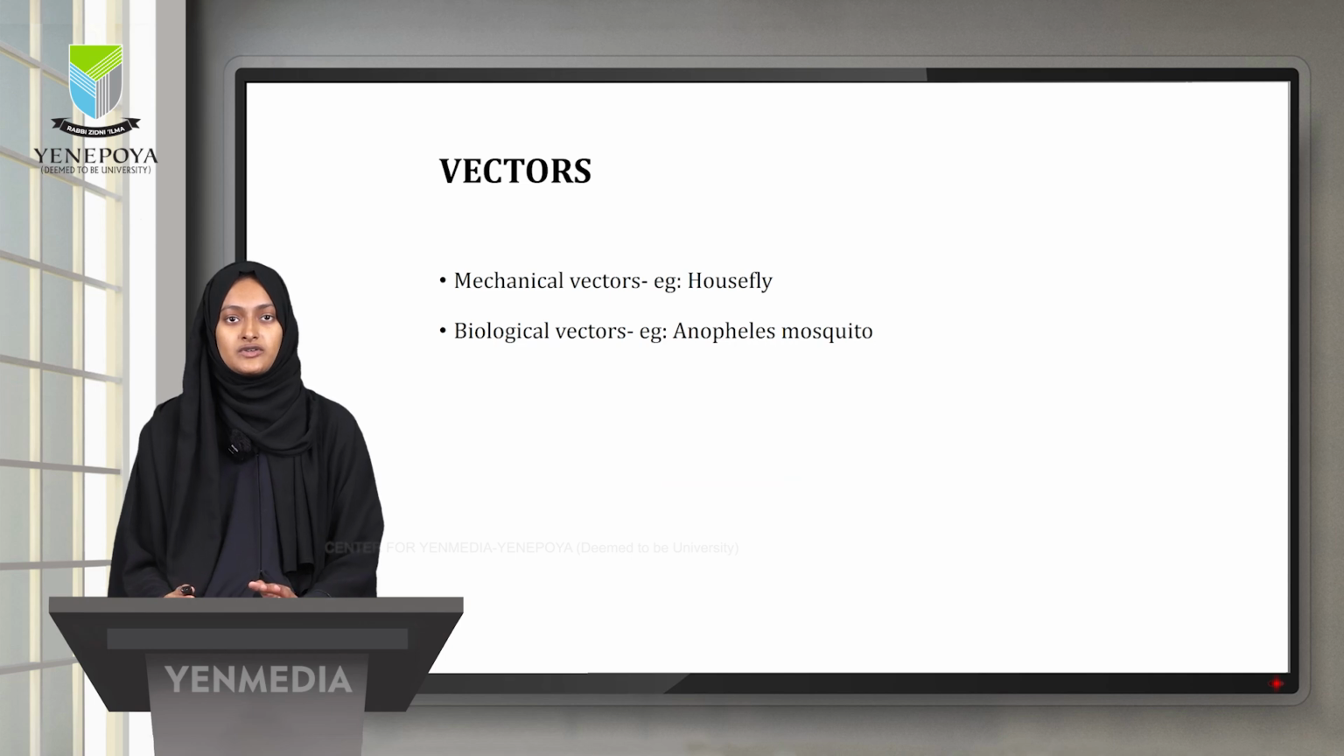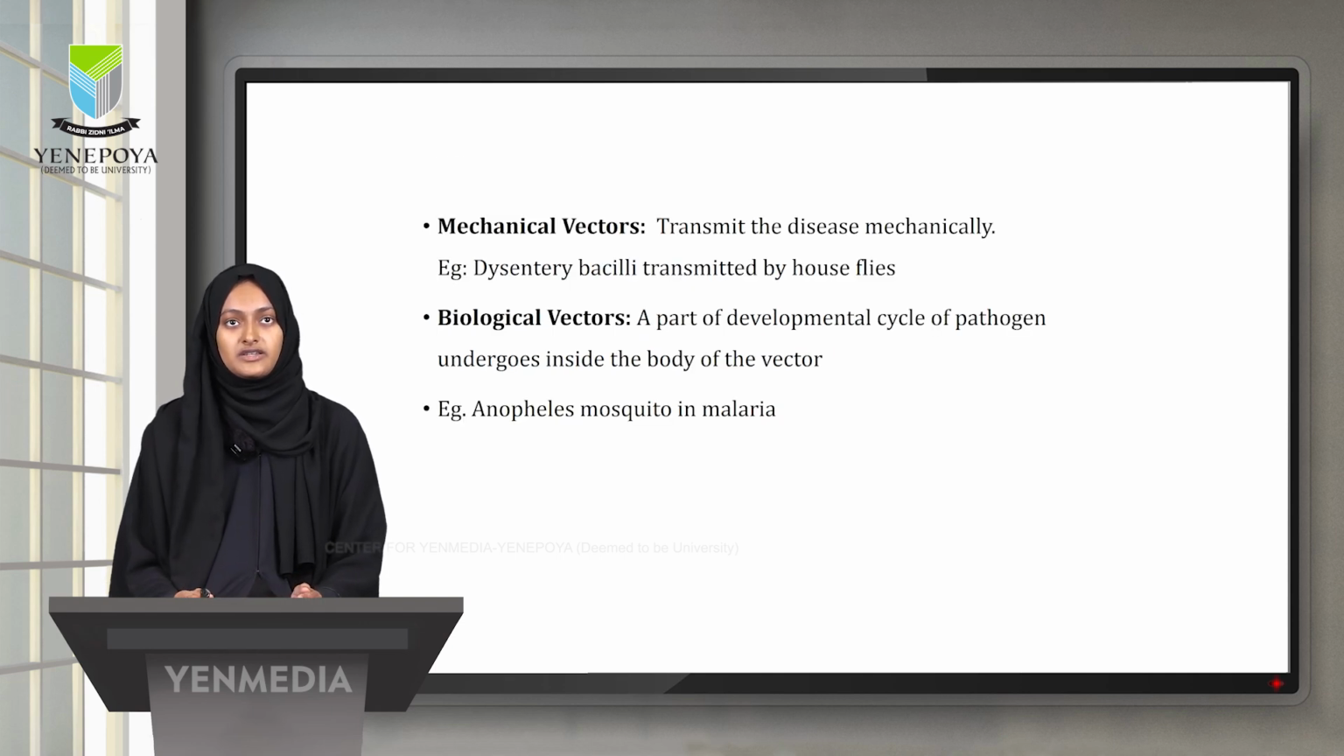Moving to the last mode of transmission, the vector. We have two types of vectors, mechanical vectors and biological vectors. Mechanical vectors are those that transmit the disease mechanically. The life cycle does not take place in them. They just help in transmitting the pathogen from one place to another. That is dysentery bacilli, which are transmitted by houseflies.